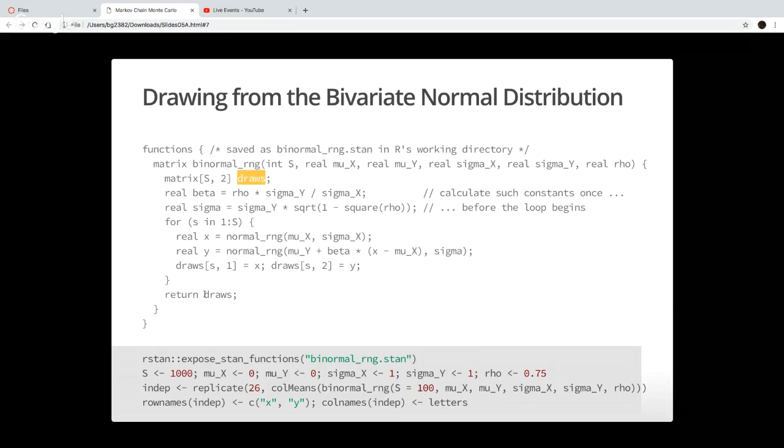After I'm done with the loop, I just return the whole matrix of draws, and I can expose this to R and get back an S by 2 matrix that has a bunch of draws from the bivariate normal distribution. And that's on Courseworks, bivariate_normal_rng, because it's drawn from a random number generator, .stan. Questions about that or how it corresponds to the previous slide?